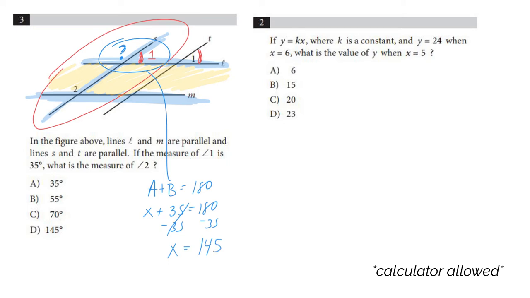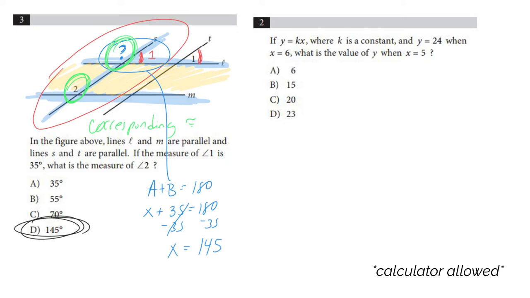Then the relationship between my question mark and angle 2 is that these are corresponding, and corresponding angles are congruent, and angles that are congruent are going to be the same. So the answer to this one will end up being 145.